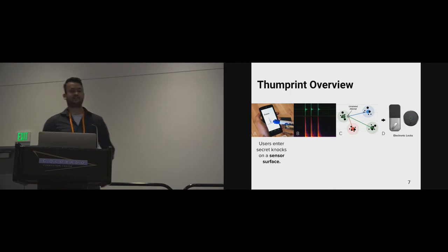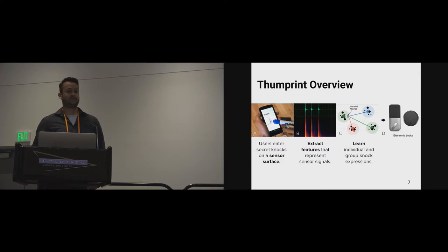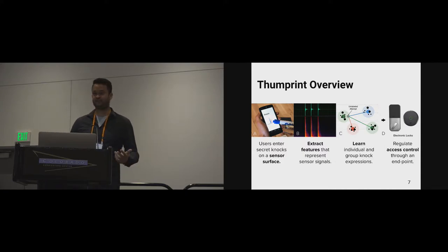Users enter their secret knocks on a surface instrumented with an accelerometer and a microphone, which generates these acoustic and acceleration signals, from which we extract a variety of time and frequency domain features. We run a combination of supervised and unsupervised machine learning to learn both the group shared thumbprint as well as the individual expressions of the thumbprint. Finally, we can regulate access control using a template matching scheme, and this regulation can occur through an electronic smart lock, or it can be, as the video shows, on a laptop or something of that nature.